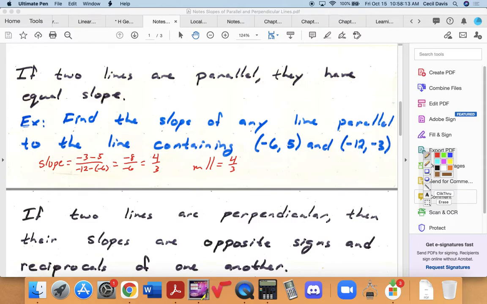Why don't they just say find the slope of the line that has those two? Why does it have to be finding the slope of any line parallel to it? Well, because I want to know if you know that parallel lines have the same slope. It's not hard either, is it? Unless you forget.